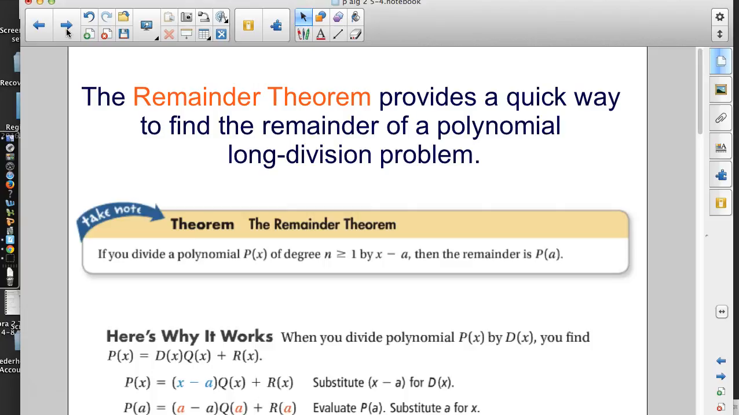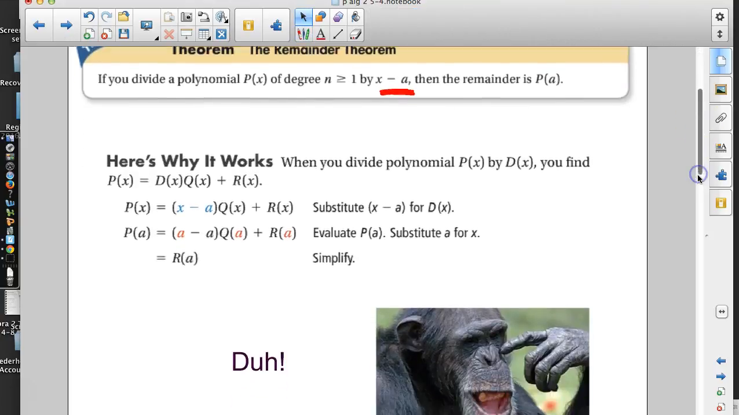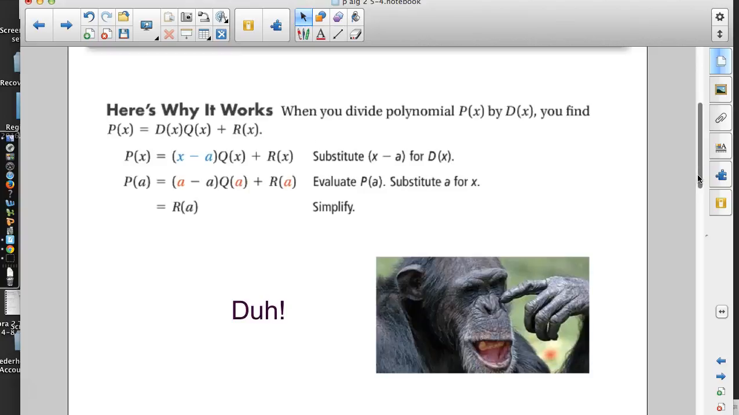So if you divide a polynomial p of x, where the degree is greater than or equal to 1, so at least linear, by x minus a, then your remainder is p of a. It is what you get when you put a in. Now, why on earth would that possibly work? Let's take a peek at what we already know.